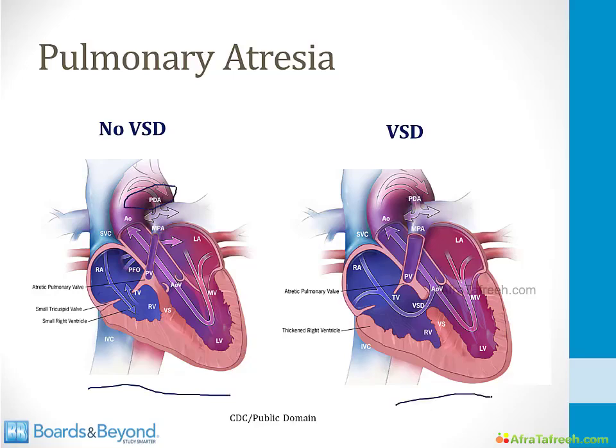On the right side of the screen is a heart which has a VSD. In this case, the right ventricle can pump blood to the left ventricle, which can pump it to the aorta, and then the PDA will deliver blood to the lungs.